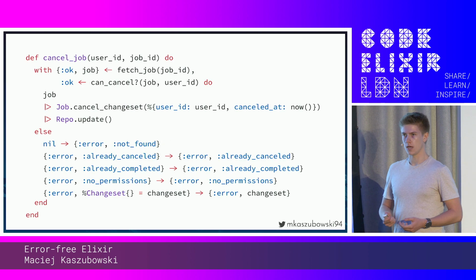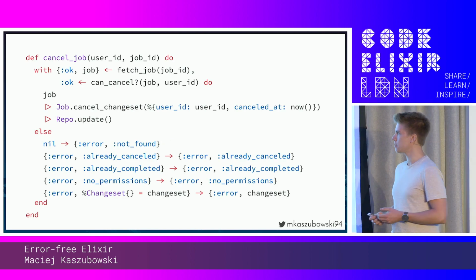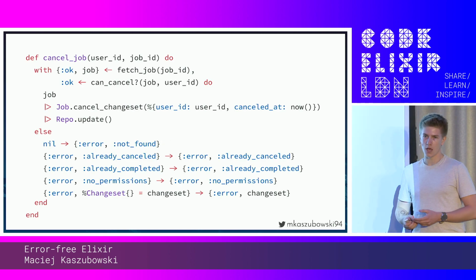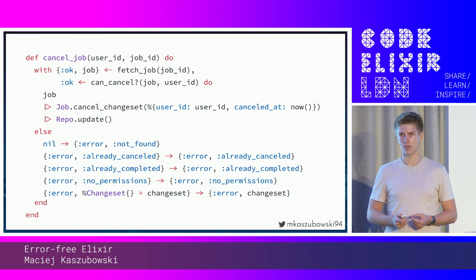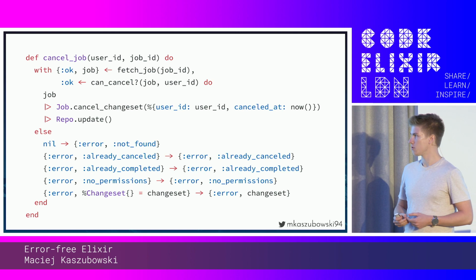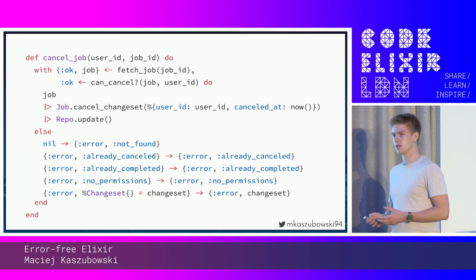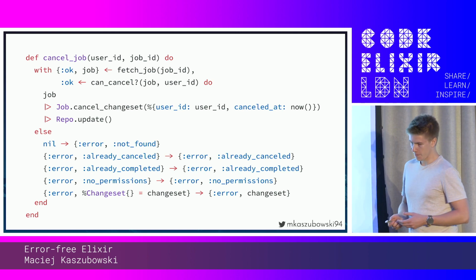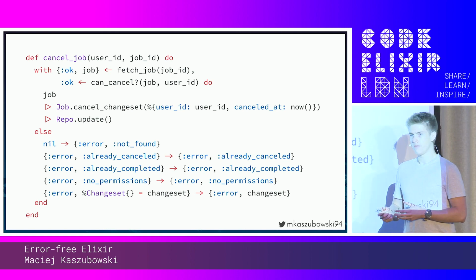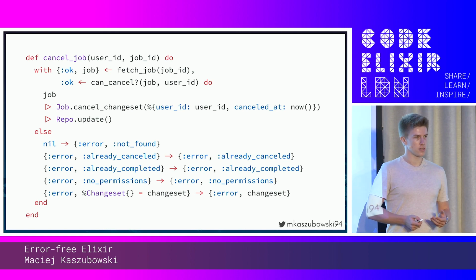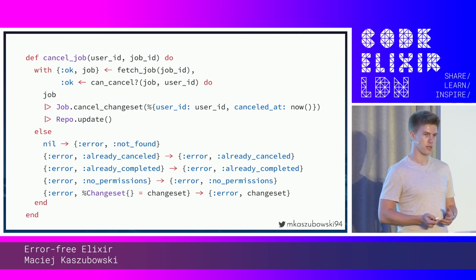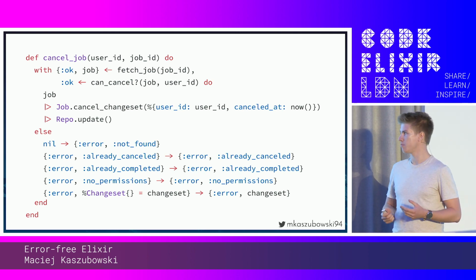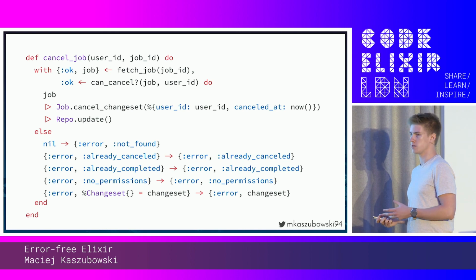So we add error handling. And we can see that this code got much bigger. We have to check whether the job exists in the database. We have to check whether the user has permission to cancel the job. We have to check if the job is in a correct state. And we do that all over the code base. Almost every function we write, every piece of logic we have in our system, has some error handling, has some paths that may go incorrectly, and we have to make sure that we handle them.